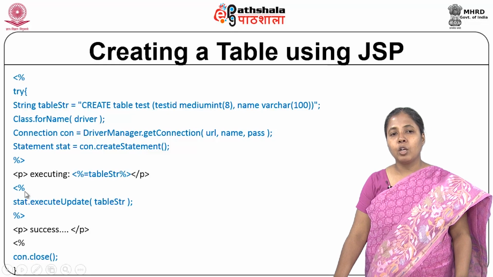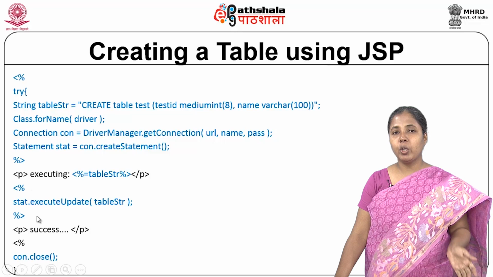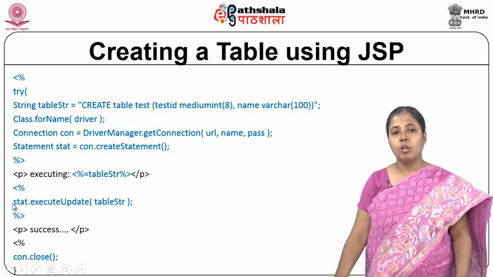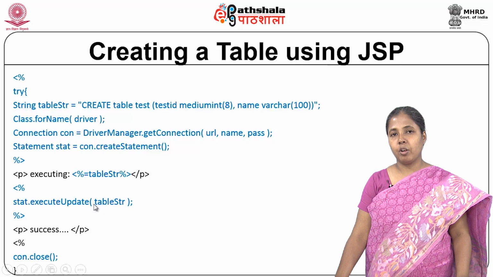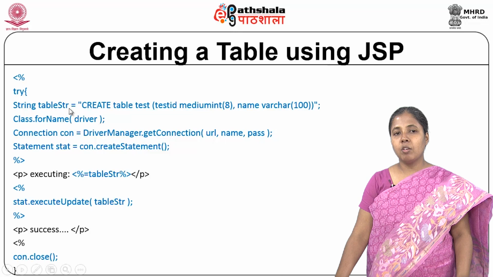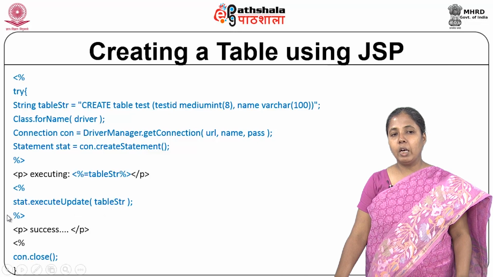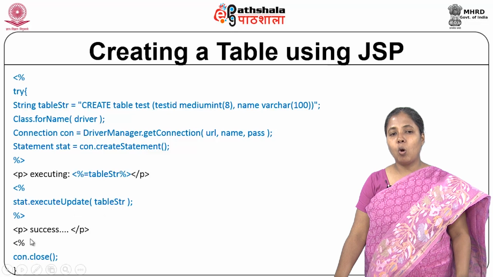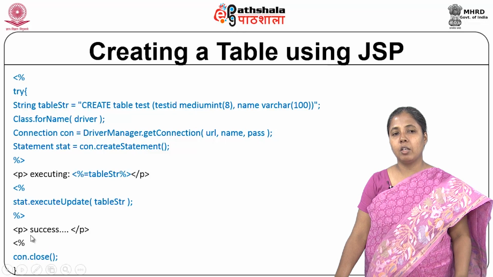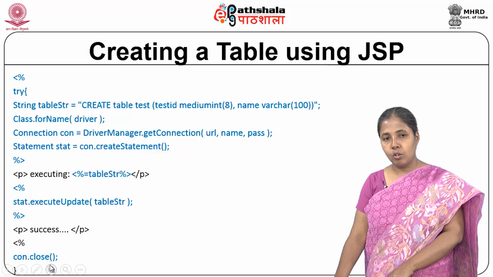Now again you start your scriptlet where you want to execute your create statement. So stat is the statement object, dot executeUpdate of the table string. Table string is nothing but the create statement. So the query string is given here, and that would get executed. Then you want to print on the screen a message like success. This is the text that is printed in the HTML page, and now you want to close the connection. So connection dot close.